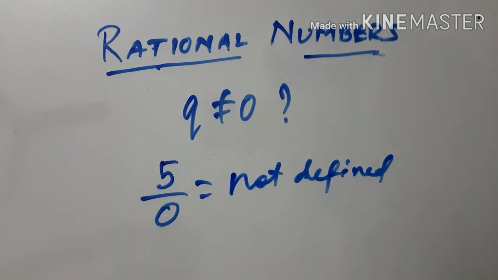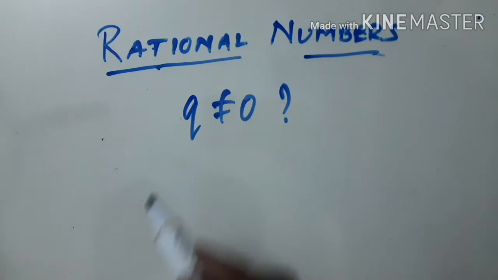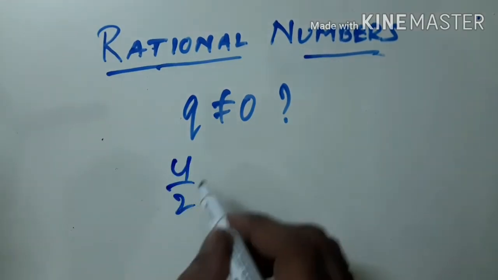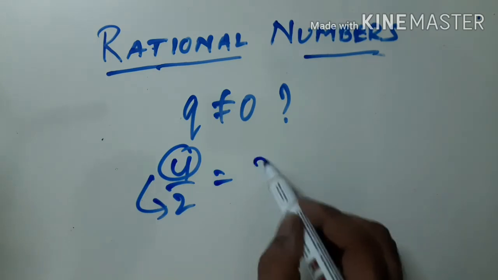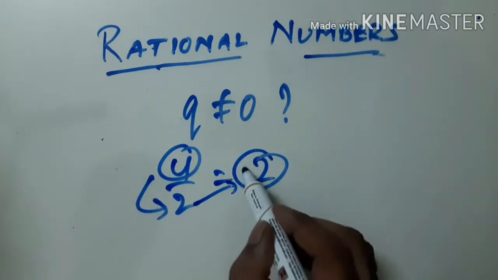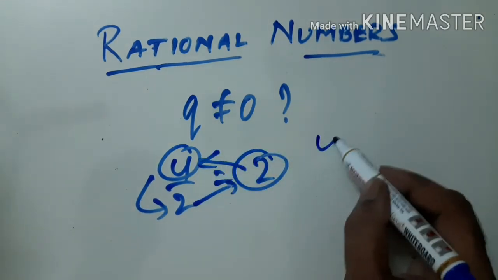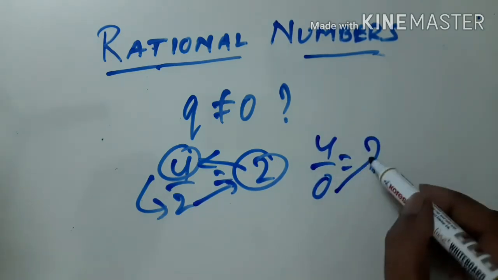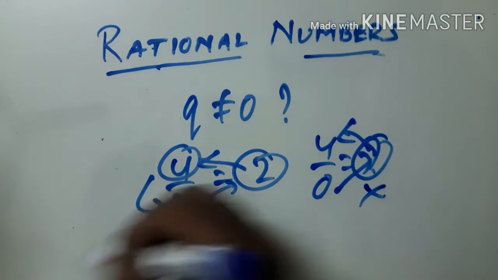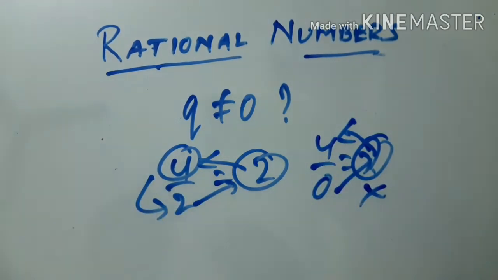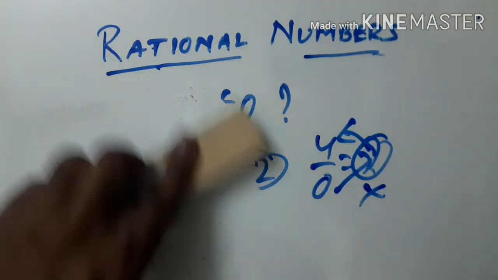So we cannot divide any number by 0. It is like, suppose I write 4 by 2. That means 4 is divided into 2 parts. So each part will have 2 because 2 twos are 4. But if I write 4 by 0, then 0 times what will give you 4? There is no such number that will give 4. That's why Q cannot be 0.